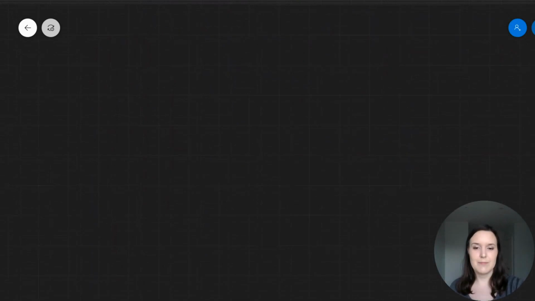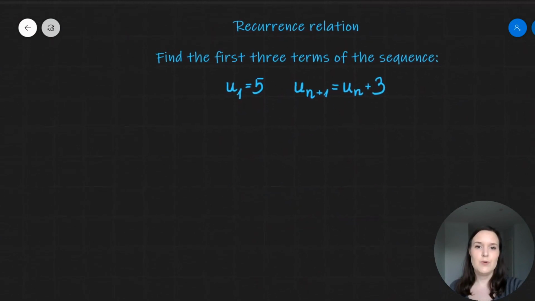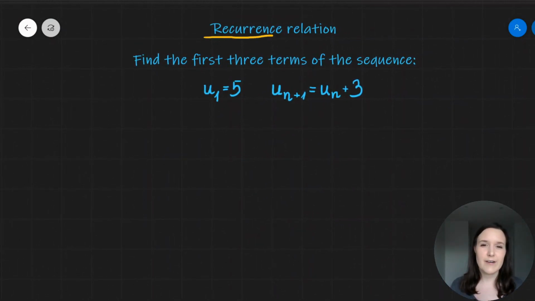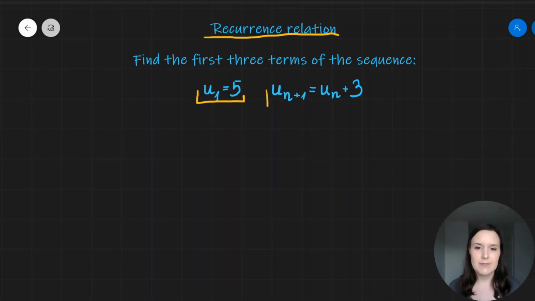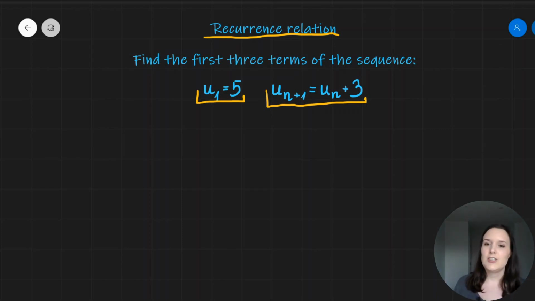Let's take a look at the next example. The next example will be a different type of formula. We'll move on to a recurrence relation. In a recurrence relation, you use the previous term to get the next one. You should always give the first term, and then to get the next term, you use the formula. So the formula is not in terms of n, it's in terms of the previous term in the sequence, the previous number.